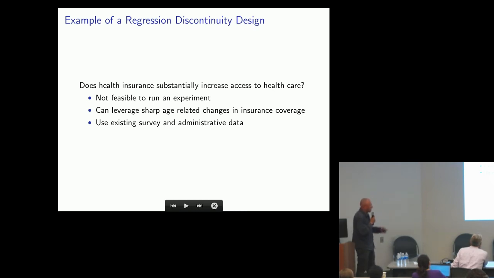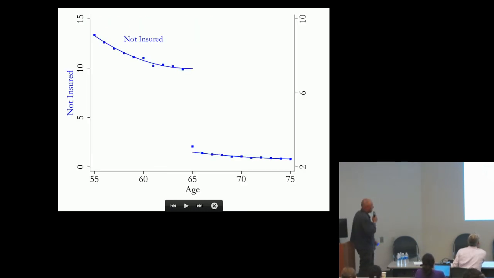So the basic idea is that in the US, if you have 40 quarters of covered employment, when you turn 65, you become eligible for Medicare. So that lets you implement a regression discontinuity design. The basic idea is you can take existing survey data and existing administrative data and compare people that are just above or just below that threshold for qualifying for Medicare. And that's what we did using the ACS.